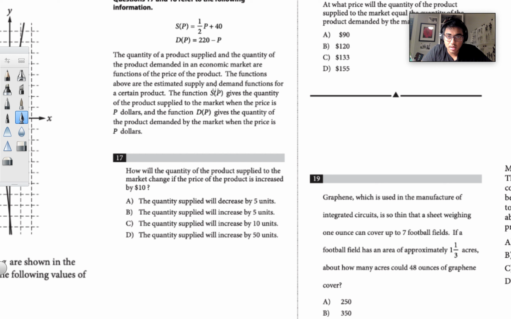So S of P. It'll increase by 5, because whatever input you put in for P, it'll have it. So it'll increase by 5 units.